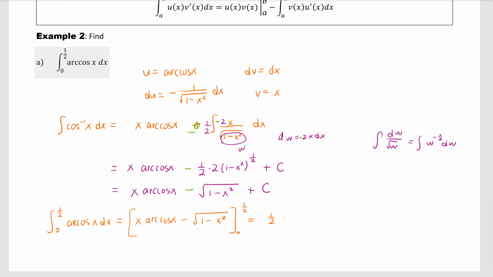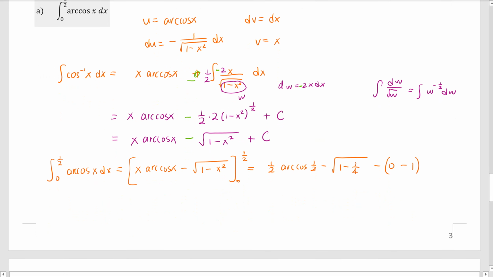That means we plug in 1/2 first. Minus, okay, 1 minus 1/2 squared is 1/4. And then we plug in 0. Oh, the first term is 0. And 1 minus 0 is 1. So be careful, there is a parentheses.